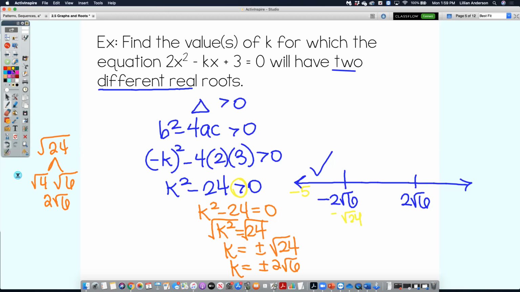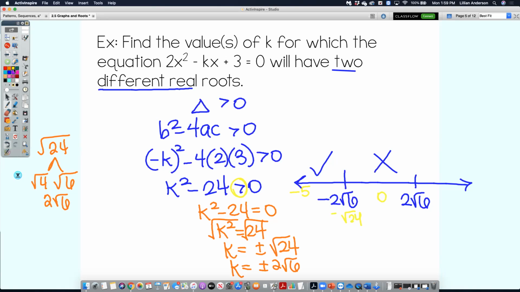What's the number in between these two? 0. If I plug in 0, 0 squared minus 24, is that greater than 0? No. So that means all the other numbers that lie in between, like positive 1, negative 1, positive 2, negative 2, they're not going to work.